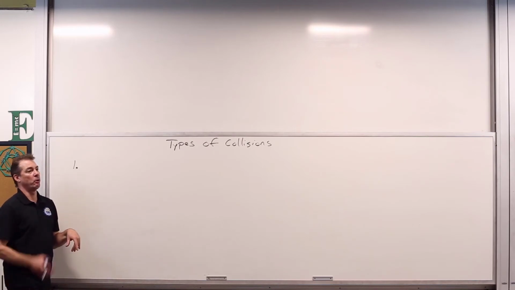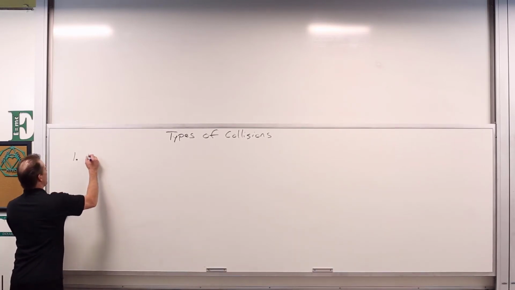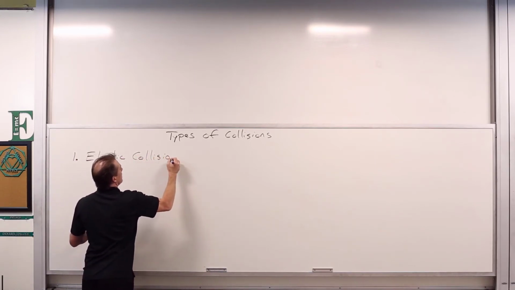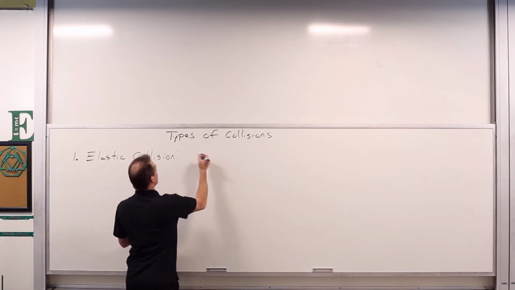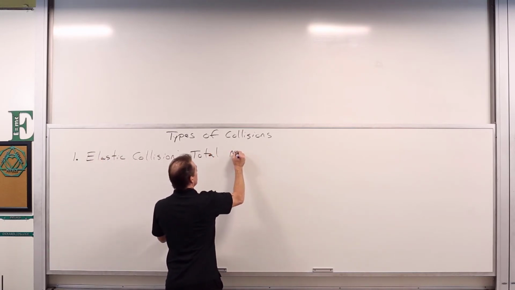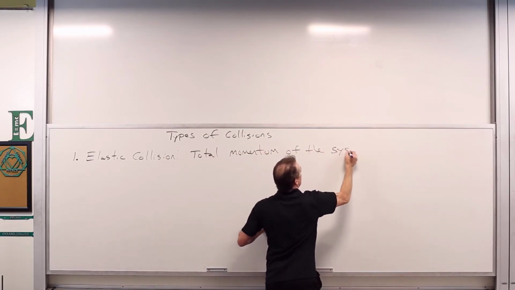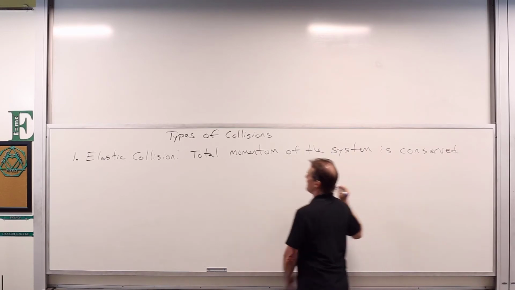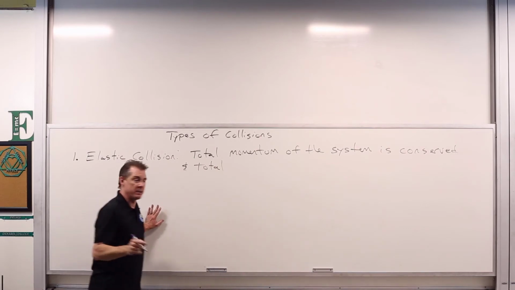The first type of collision that we'll look at or define is known as an elastic collision. An elastic collision has 2 things that it satisfies. Total momentum of the system is conserved. And total kinetic energy of the system is conserved as well.